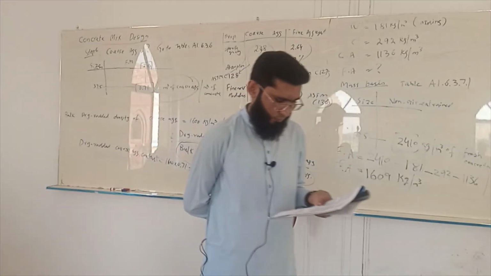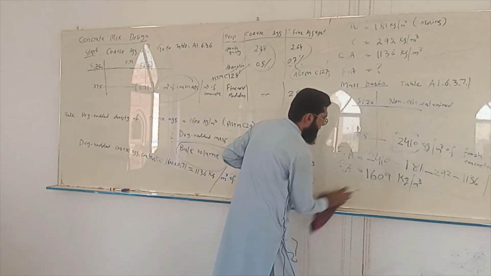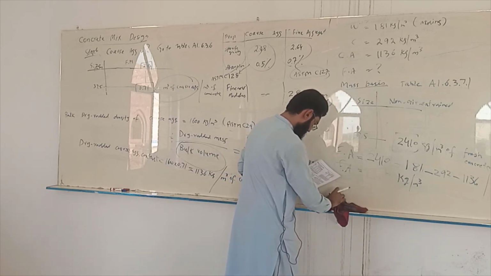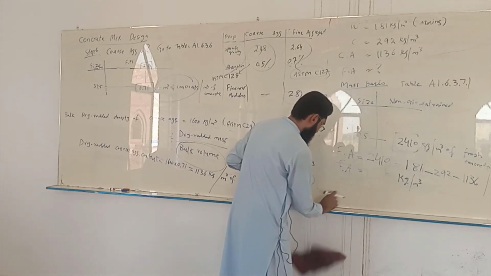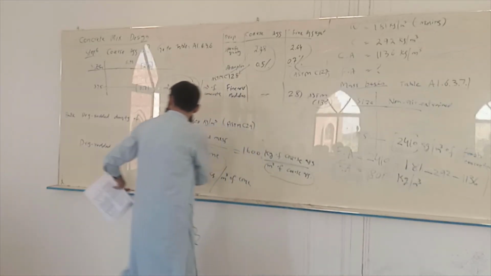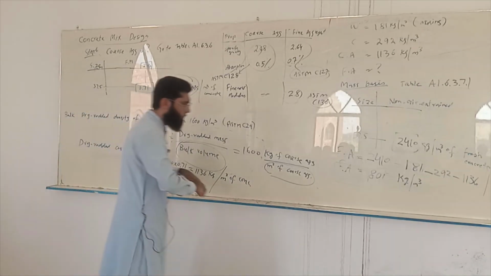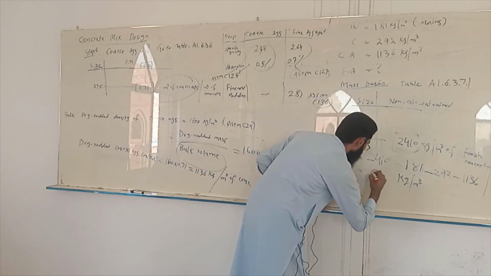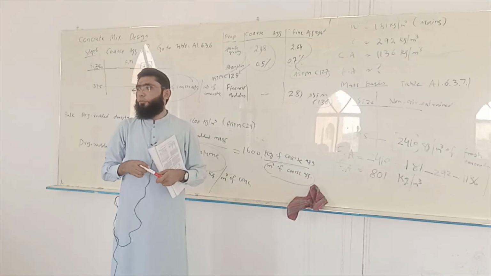I believe it is wrong. 169 is the sum. The answer is 801. Okay, it is 801 kg per every meter cube of concrete.